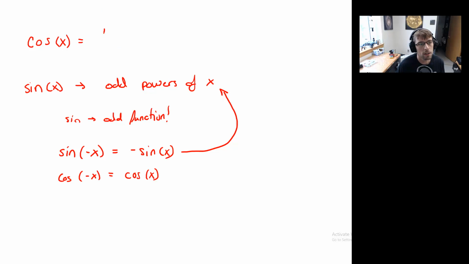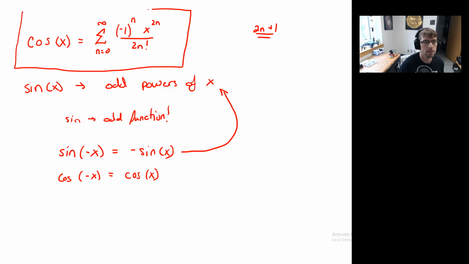So what we have here is n is equal to 0 to infinity. We also have (-1)^n. And then you'll see that rather than using the 2n plus 1, that gave me the odd powers of x, I'm just going to use 2n. x to the 2n over (2n) factorial. And there we go. There is our Taylor series expansion for cosine.